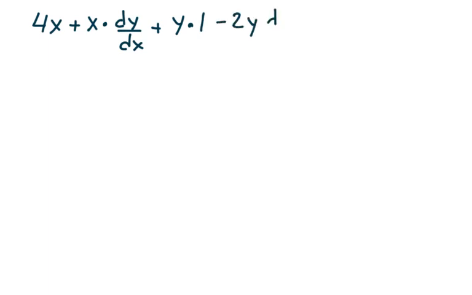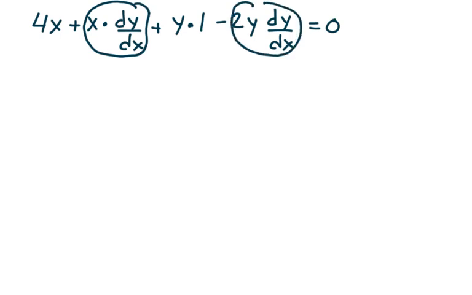So on the next page, we have 4x plus x times dy dx plus y times 1 minus 2y dy dx is equal to 0. So I'm just restating what was on the previous page. So I'm going to collect the terms that involve dy dx, and that's the second term, and that's the fourth term. And we're going to leave that on the left side of the equation.